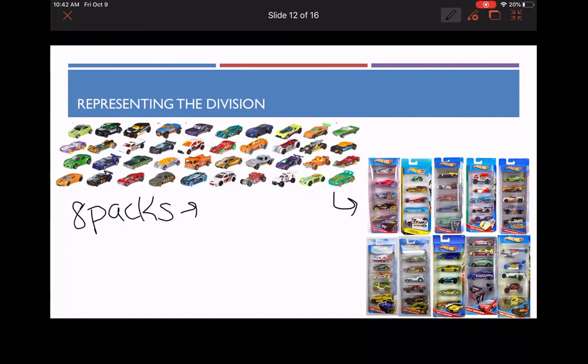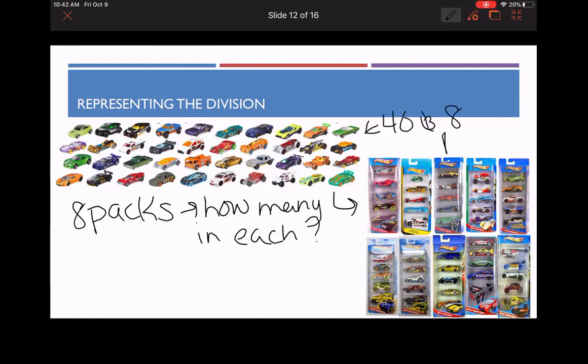So the question, I know you want to ask it, right? How many cars fit in each pack? Is one way you can think about this, right? This is our 40 cars and 8 packs.